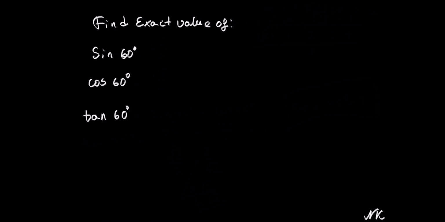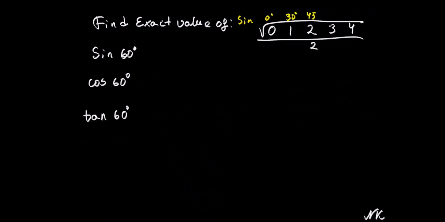In this example, we need to find the exact value of sine of 60 degrees, cosine of 60 degrees, and tangent of 60 degrees. So let's begin with the reference table. We have 0, 1, 2, 3, 4. Take a square root and divide everything by 2. Sine goes from left to right, so we have sine of 0, 30, 45, 60, 90. Cosine goes from right to left, so we have 0, 30, 45, 60, 90.